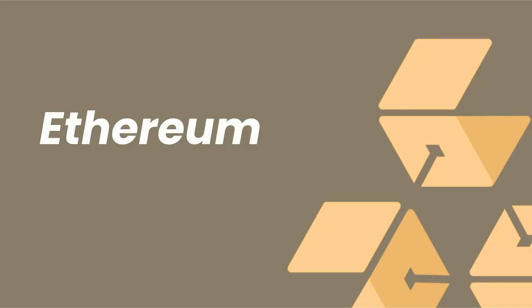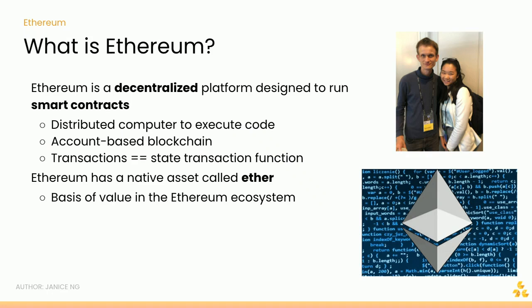Cool. All right, getting into Ethereum. So what is Ethereum? Ethereum is a decentralized platform designed to run smart contracts. That's a super pivotal difference between Ethereum and Bitcoin. If you remember, the purpose of Bitcoin was to be a currency. Satoshi Nakamoto said, I want Bitcoin to replace traditional currencies because this is a better form of currency.